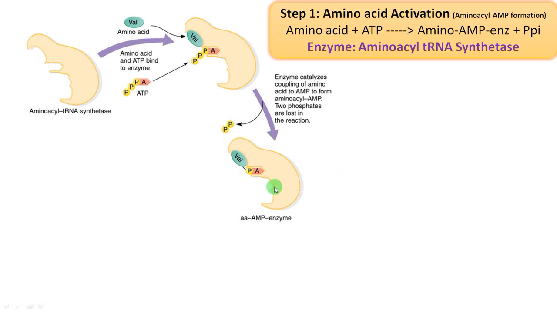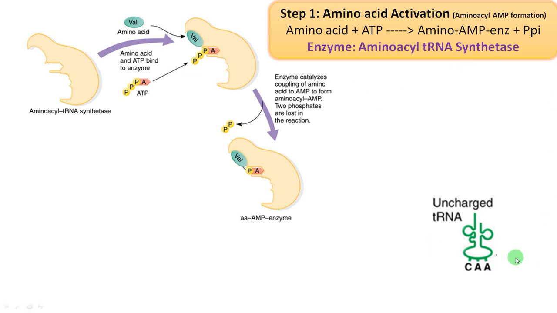Now the amino acid that is bound to AMP is called an activated amino acid, and aminoacyl AMP formation is called activation of amino acid. The next step is the formation of charged tRNA.